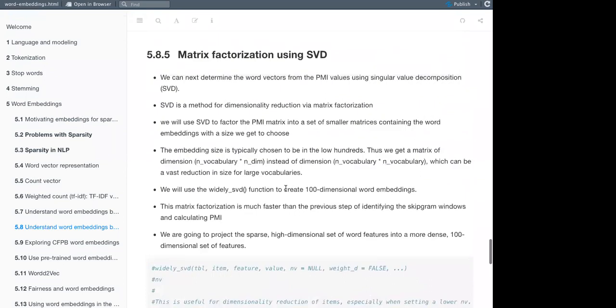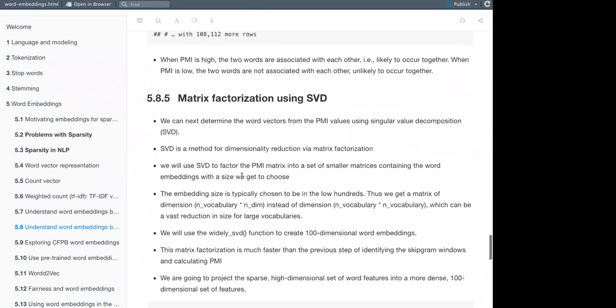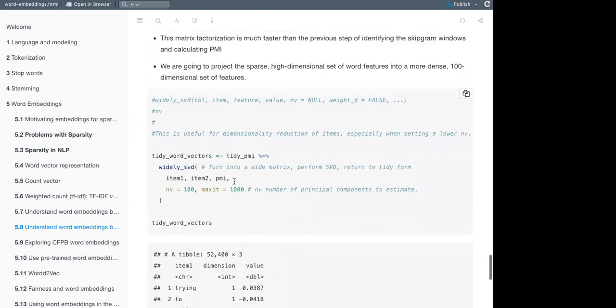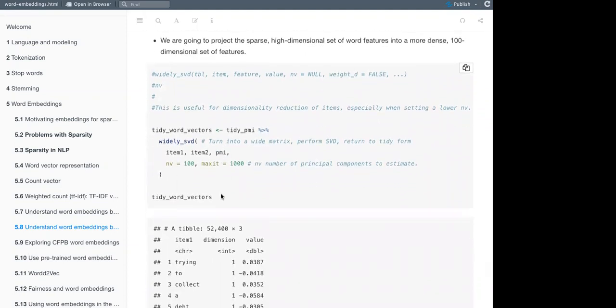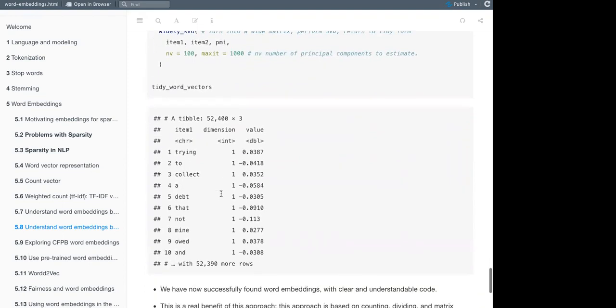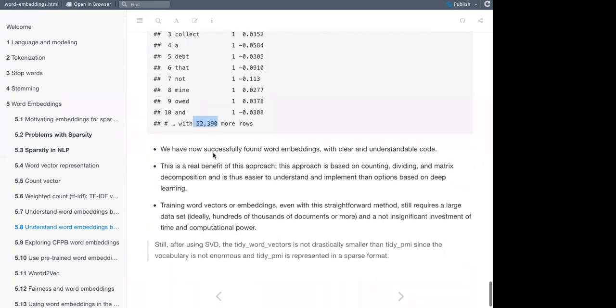Why? Because PMI calculates the co-occurrence and importance, like this is negative, like this is negative. And now the next step is to remove the negative ones, those that do not occur together. That is the purpose of using SVD here. SVD does dimensionality reduction, which basically removes those that don't contribute much information. And we now have this. So this is our word embedding.